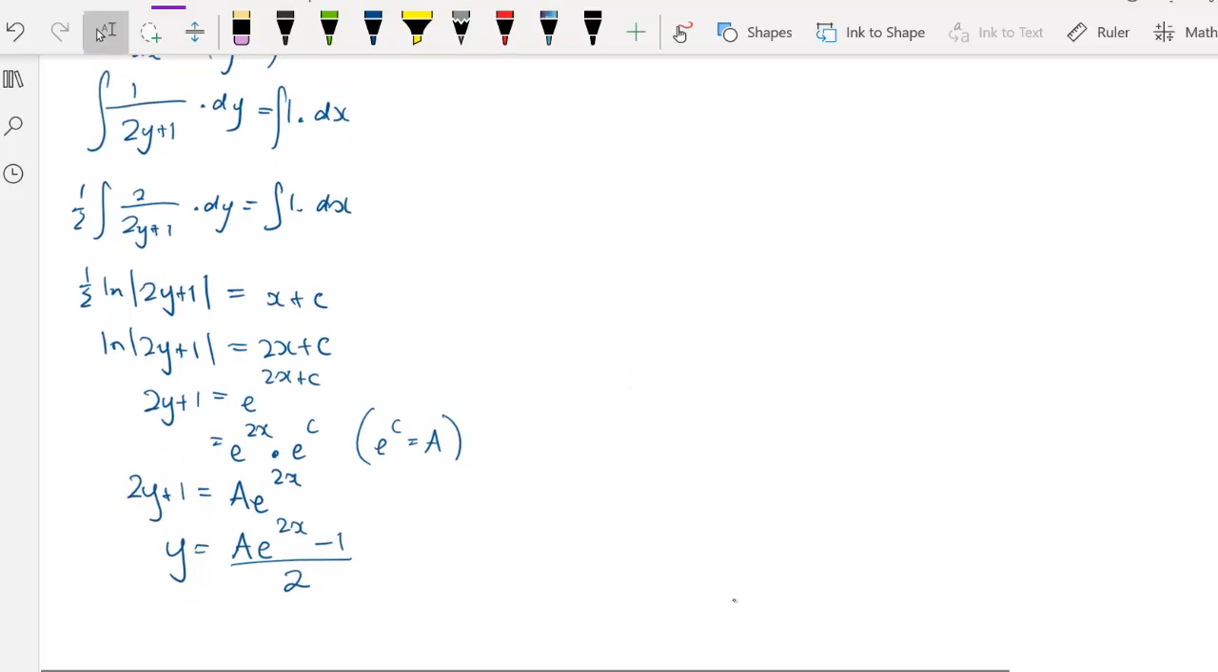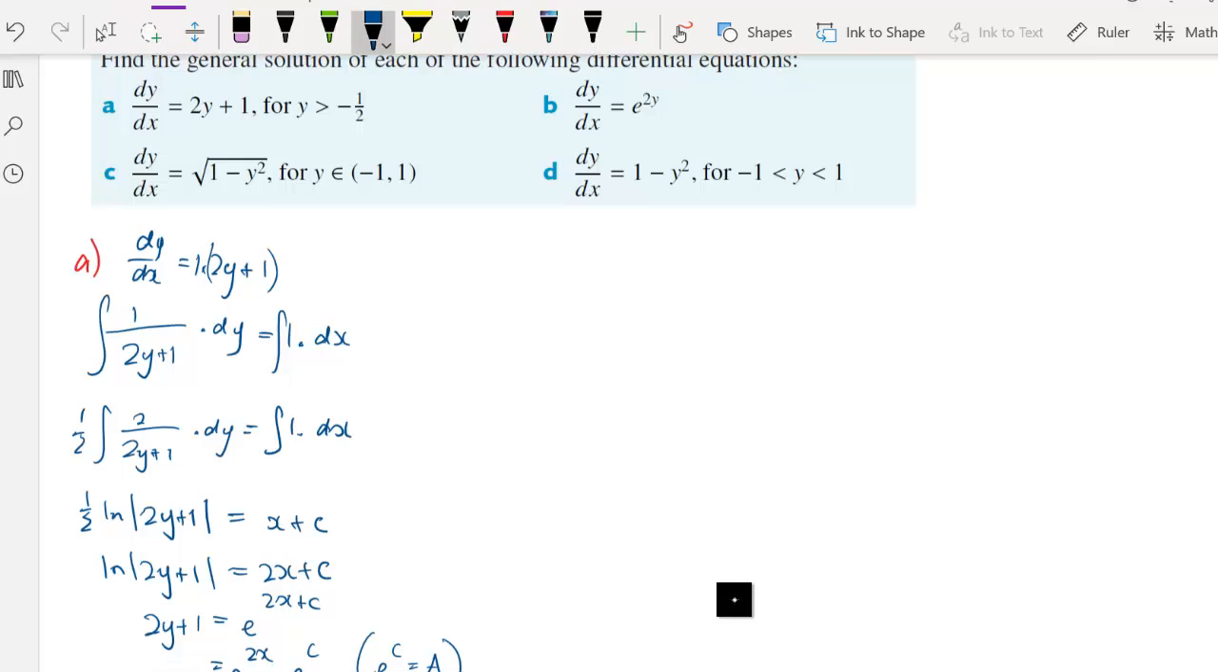Right, so there it is. There's our general solution for dy/dx is equal to 2y plus 1. When we look at part b, we've got dy/dx is equal to e to the 2y. Now we want to take the same approach. Because this is e to the 2y, it's with respect to y, so we want to bring this over and group it with that change in y. So we can make this 1 on e to the 2y dy, and on the other side we're left with that coefficient of 1 dx.